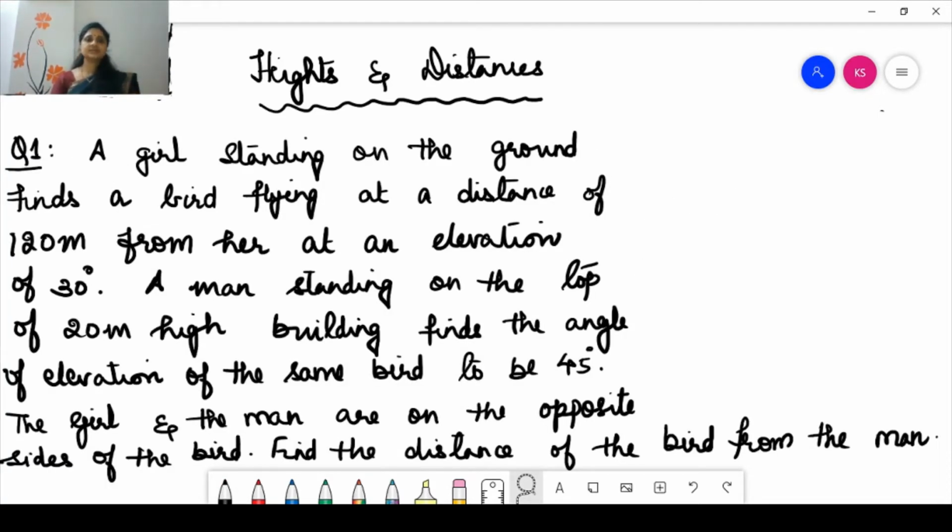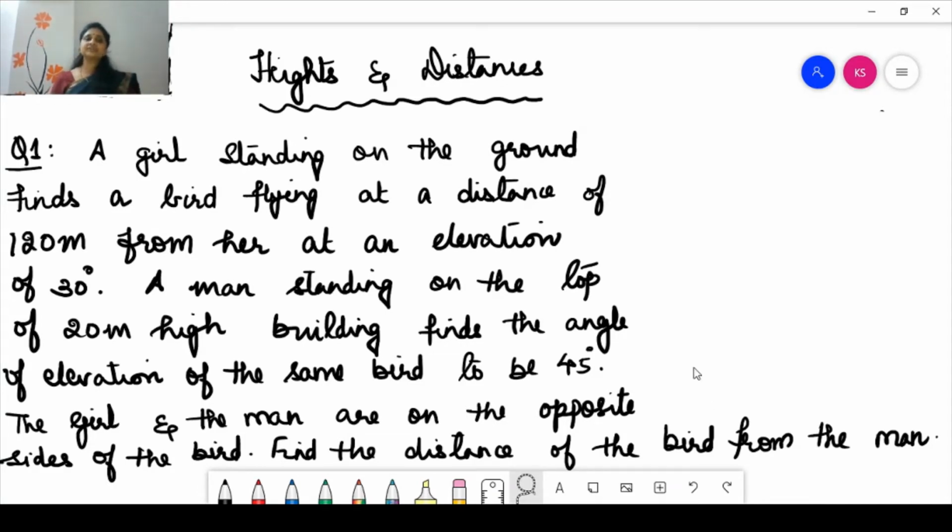The question says, a girl standing on the ground finds a bird flying at a distance of 120 meters from her at an elevation of 30 degrees. A man standing on the top of a 20-meter high building finds the angle of elevation of the same bird to be 45 degrees. The girl and the man are on the opposite sides of the bird. Find the distance of the bird from the man.